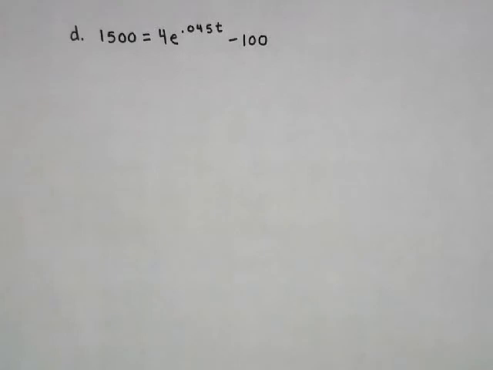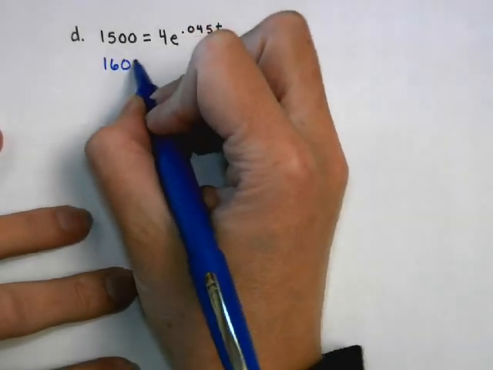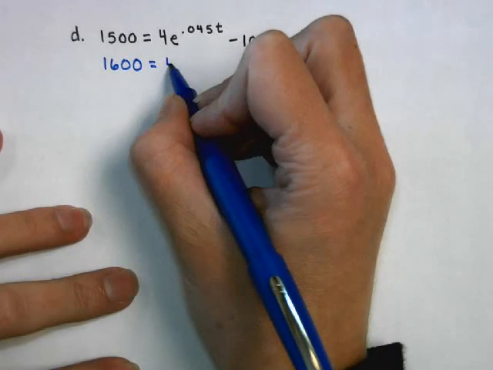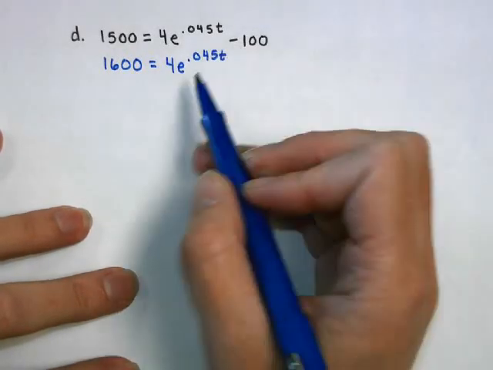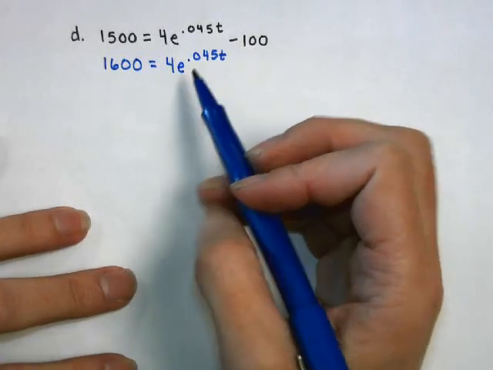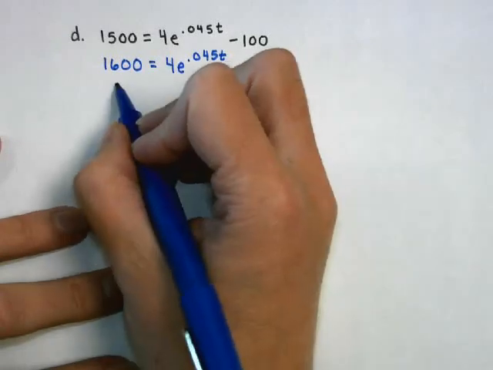Our last equation, 1,500 equals 4e to the 0.045t, minus 100. So we're solving for t. First thing to do is add 100. Okay, I can't take the log and really reduce this until I get the e by itself. So I'm going to divide by 4.